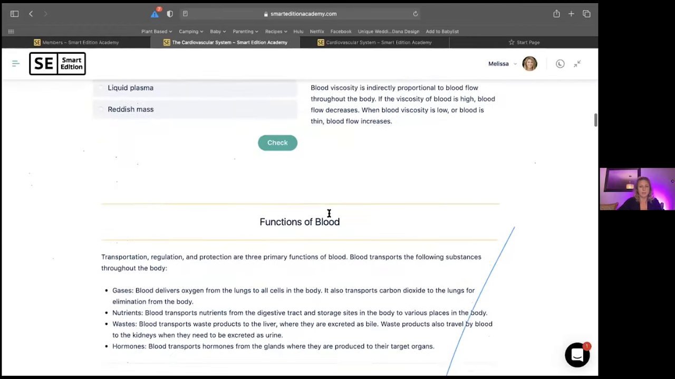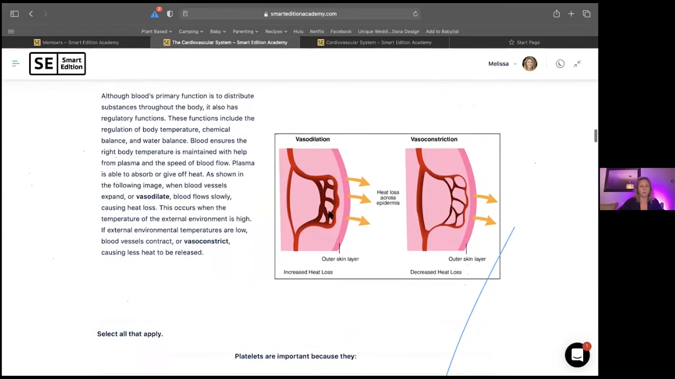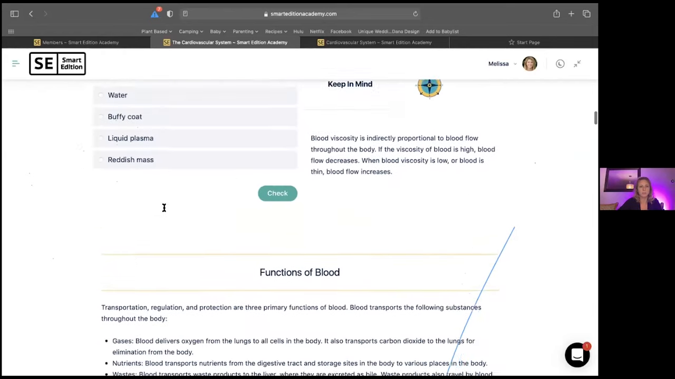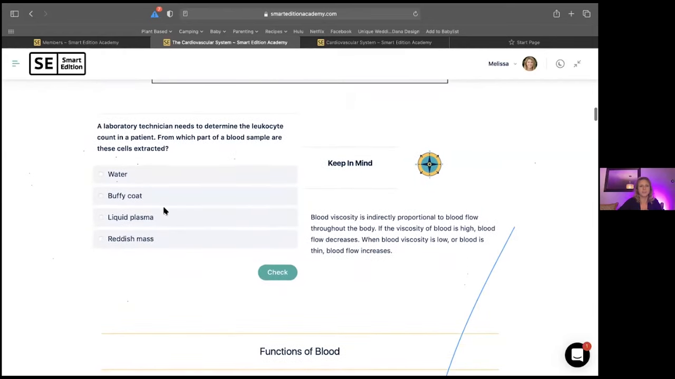Okay, now it is time for the practice question. We just went over this. A laboratory technician needs to determine the leukocyte count in a patient. From which part of the blood sample are these cells extracted? Is it the water, the buffy coat, liquid plasma, or the reddish mass?